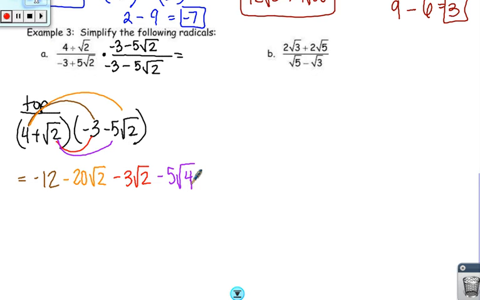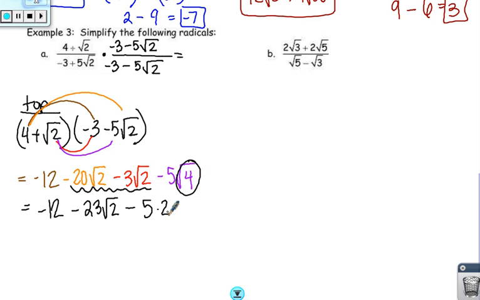Okay? Now we combine our like terms. We have negative 12, negative 20 square roots of 2 minus 3 square roots of 2, combined to negative 23 square roots of 2. Remember, you add or subtract the coefficients together, you leave the radicals alone. Now the square root of 4 is 2, so that last piece becomes negative 5 times 2. So negative 12 minus 23 square roots of 2 minus 10.